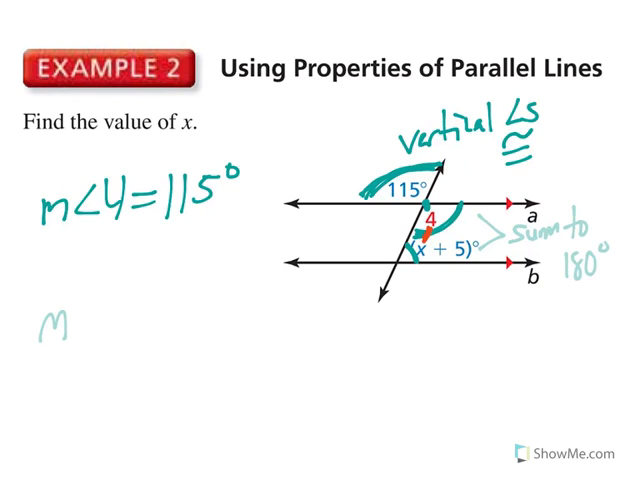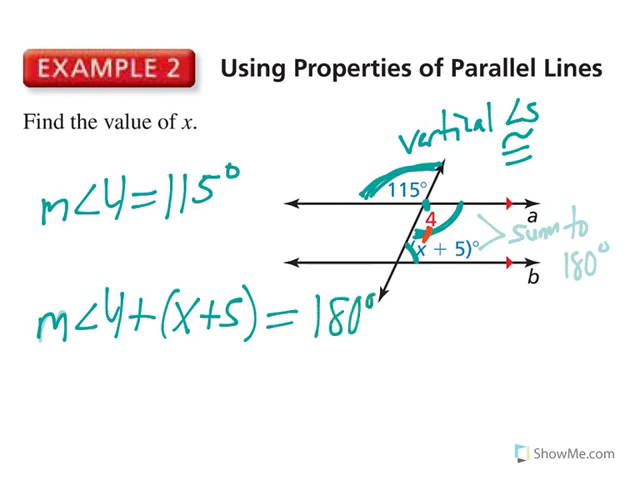Let's do a darker color because we can't really see that. Measure of angle 4 plus this x plus 5, I'm going to leave it in parentheses, would equal 180 degrees. But we know the measure of angle 4. Angle 4 is 115. We already figured that out. So I'm going to have 115 plus my x plus 5.